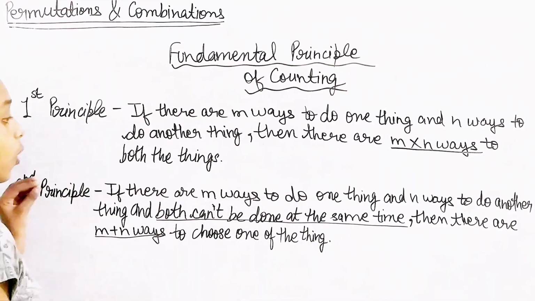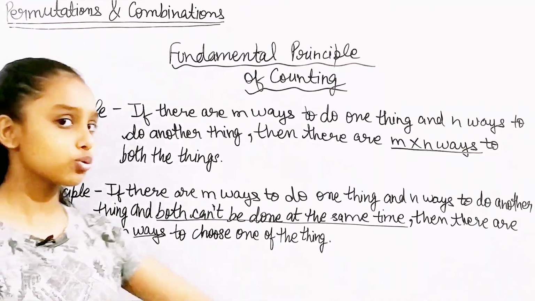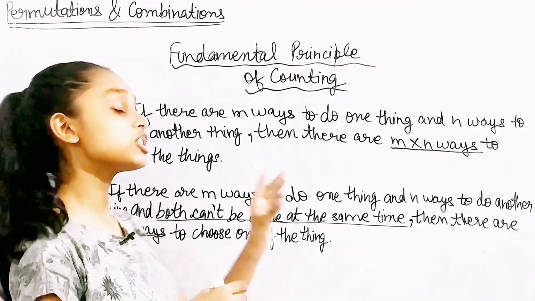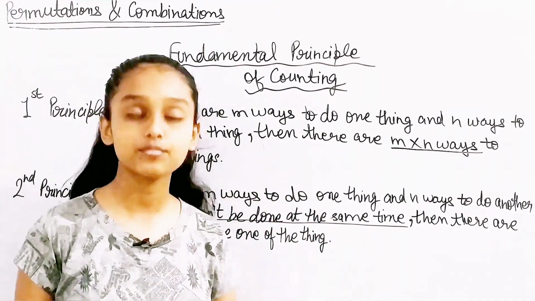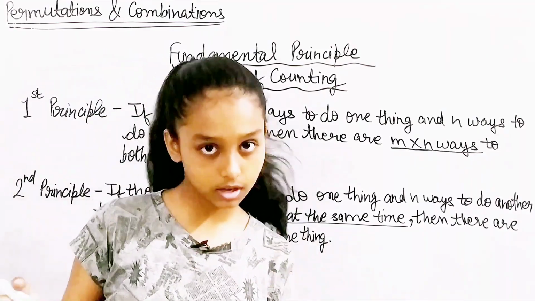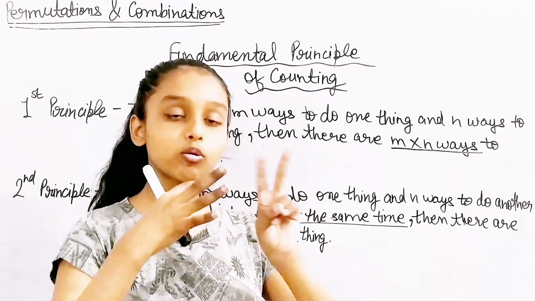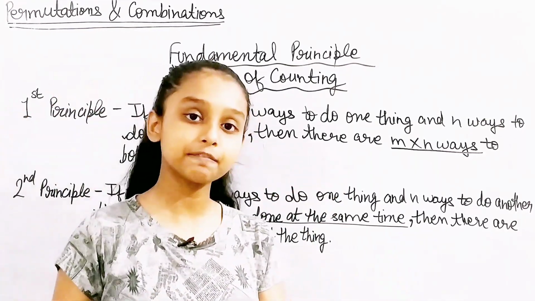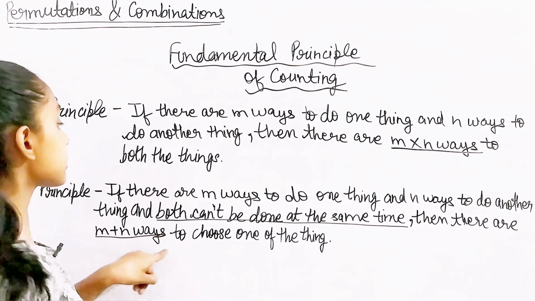Now the second principle, which is the addition principle. There's something a little different here, so let's see what it is. If there are m ways to do one thing and n ways to do another thing, but both can't be done at the same time, then there are m plus n ways to choose one of the things. In this principle there were two things, and we had two ways for that. One thing will be done first or the second one, but not both at the same time. That is why we have used m plus n ways.